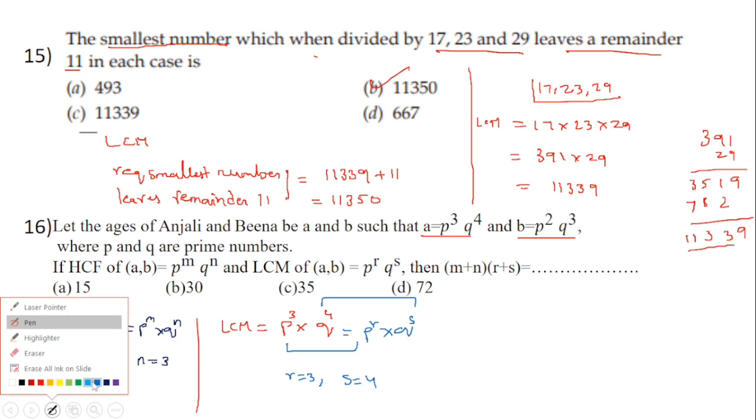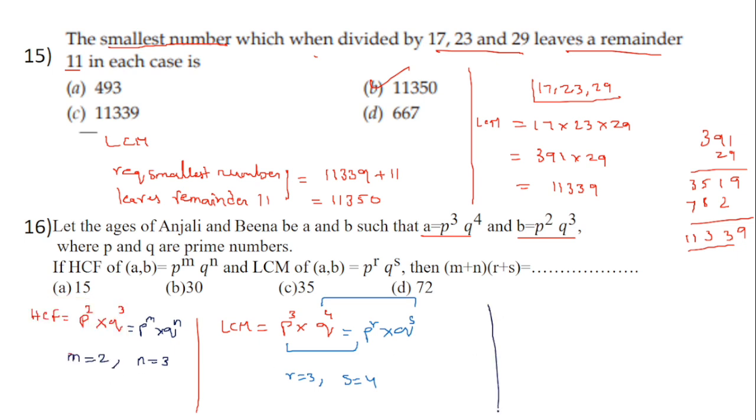And they are asking us to find M plus N into R plus S. M is 2 plus 3, 3 plus 4, 5 into 7, that is 35. So our answer is 35. Option C is the correct answer.